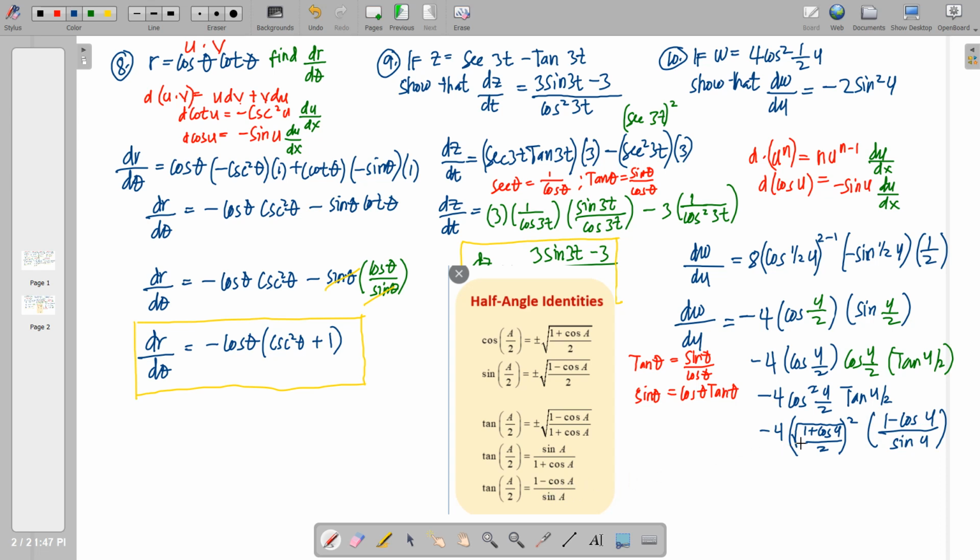So what will happen now? Ito, tanggal na yung square root. So that negative 4 will be directly divided by 2. Becomes 2. And then that will become, yan, maintain lang yun. So if we're going to multiply, get the product of this becomes negative 2 times 1 minus cosine squared y all over sine of y.